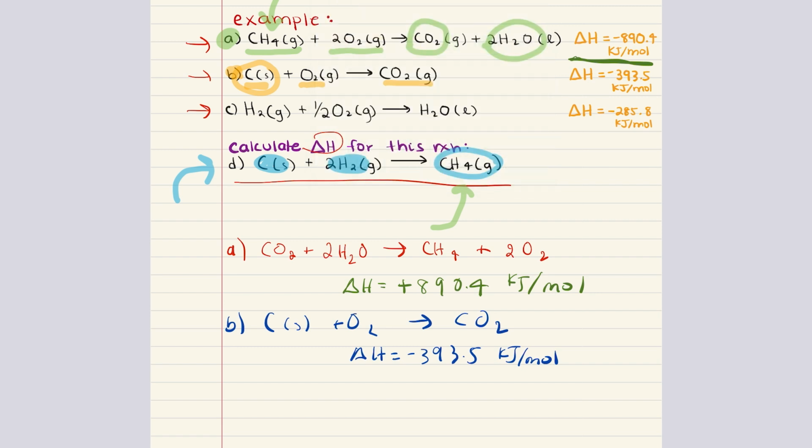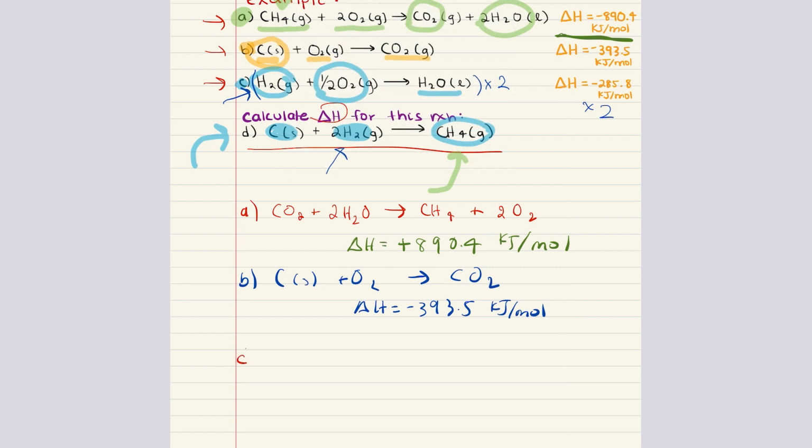Okay, now for the last one, reaction C. We have 1 mole of hydrogen gas plus a half mole of oxygen gas gives us water. Now, the only species that's present here that's also in our target reaction is hydrogen gas. And notice that they're both in the reactant, so that's good. We're not going to reverse this reaction. But there is an issue. In reaction C, there's only 1 mole of hydrogen gas, but in our target reaction, there's 2 moles. So we're going to go ahead and multiply this reaction by 2. Now, when we multiply the reaction by 2, we also multiply the enthalpy change by 2. So let's rewrite this reaction now that we've multiplied it by 2. We have 2 moles of hydrogen gas plus 1 mole of oxygen gas, and that gives us 2 moles of water. And now the delta H is going to be minus 285.8 multiplied by 2 kilojoules per mole.